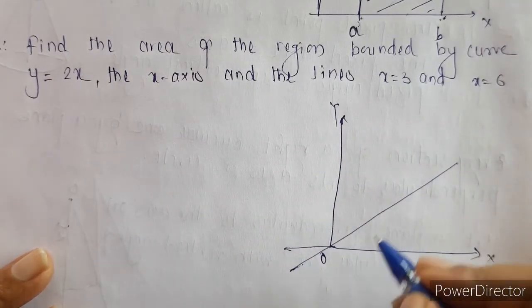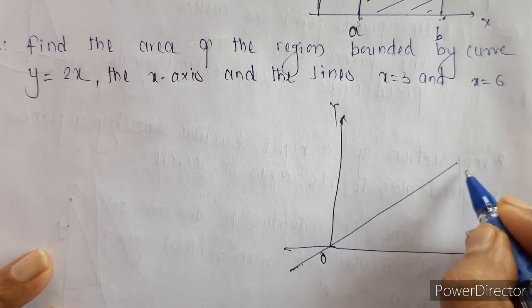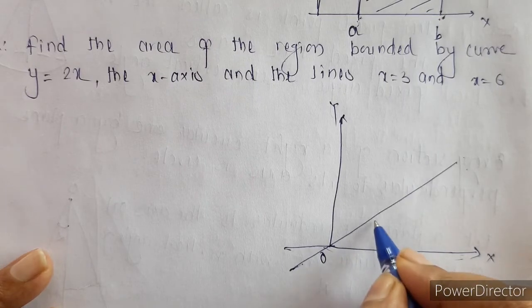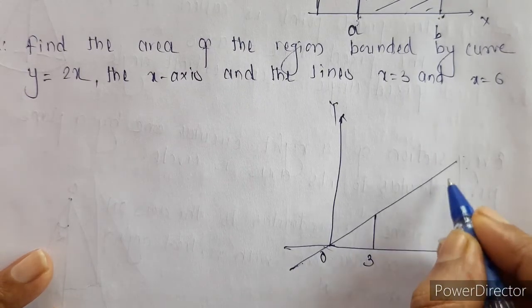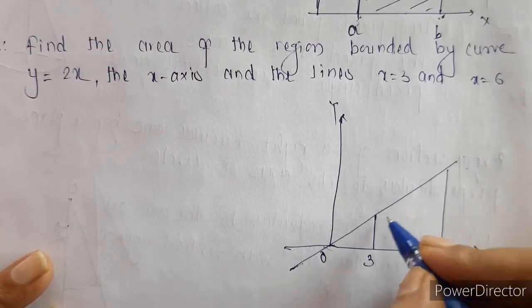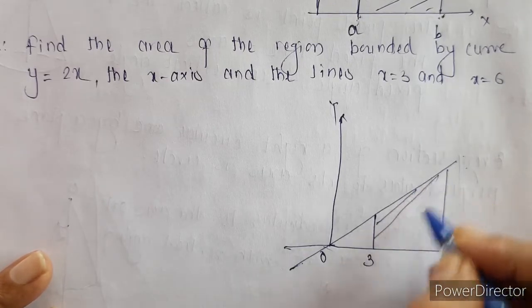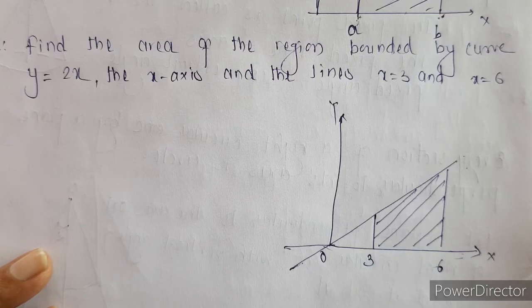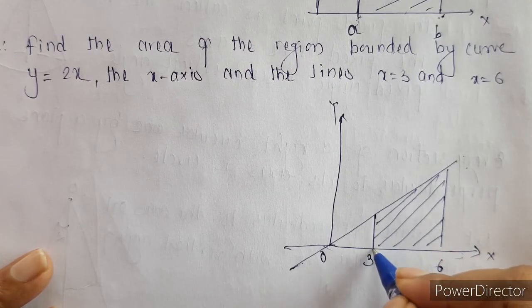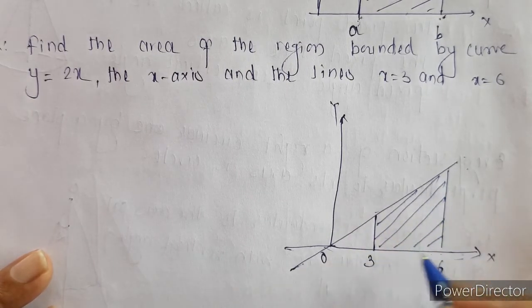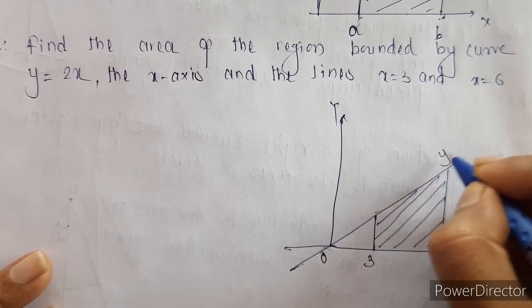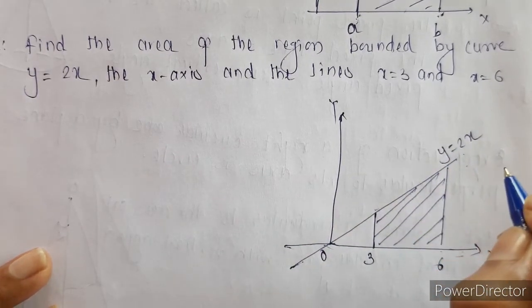Now we have to find area under this curve. It's a straight line basically, and the x axis from the point x equals 3 to x equals 6. So we have to find the area of this shaded region. So we have to find area from this 3 to this 6, and the function of this curve is given as y equals 2x.